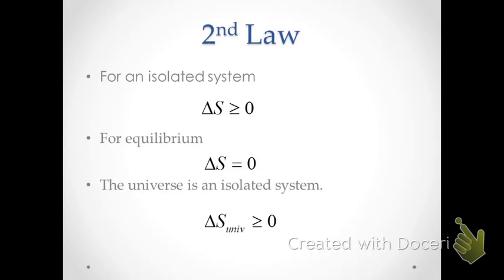If we consider the universe to be an isolated system, then we know that the second law may be summarized for the universe: for every process, delta S total for the universe must be greater than or equal to 0. One has to keep in mind, of course, that the universe consists of system and surroundings, and so that means that delta S for the system plus delta S for the surroundings must be greater than or equal to 0.